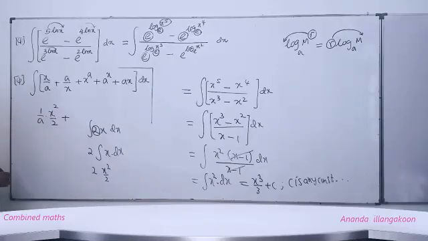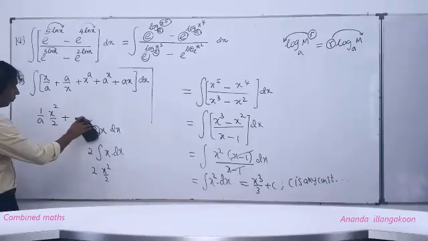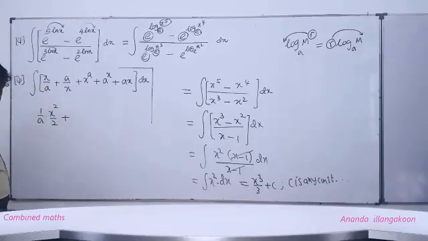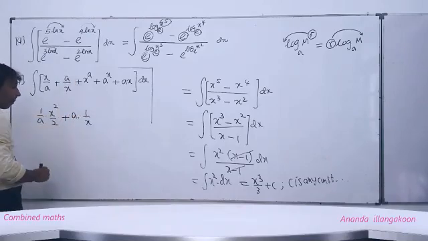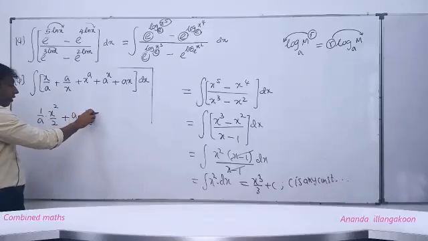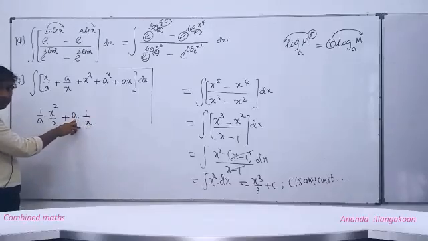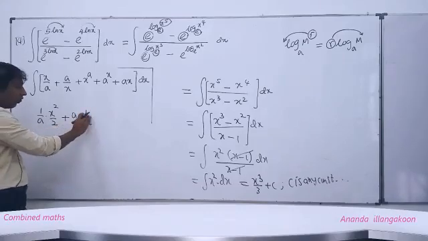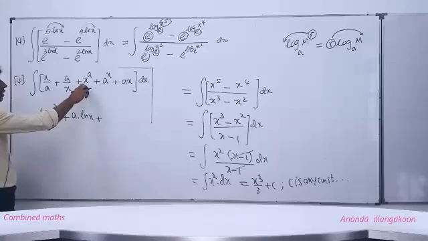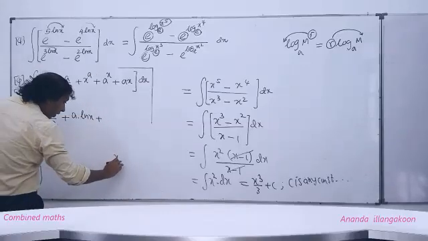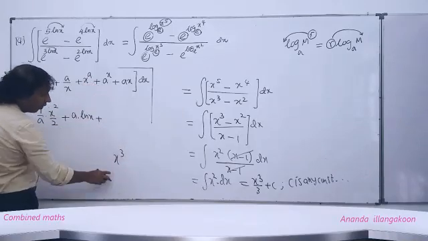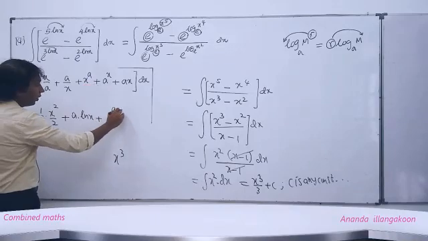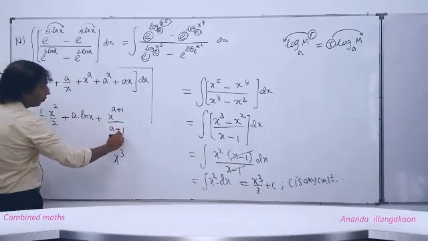Plus. Now, since a is a constant, this a upon x you can write as a times 1 upon x. Now we have to integrate this 1 upon x because we have to keep this a aside. Integral of 1 upon x is ln x. And x to the power a is a constant. If we take a as 3, we have to integrate x to the power 3, right? Then add 1 to this power and divide by the new power. Then what is this? x to the power a plus 1 divided by a plus 1. Plus.